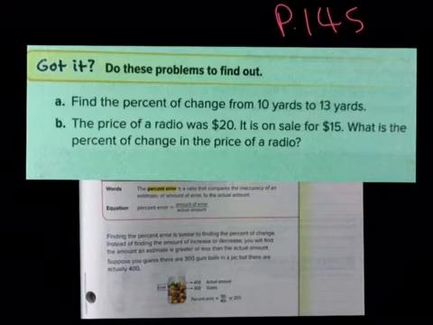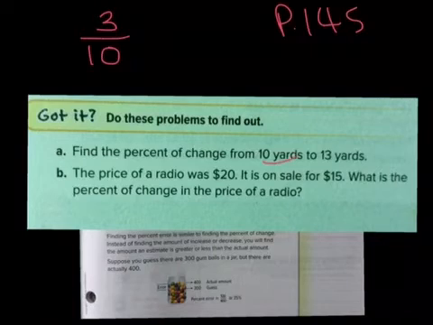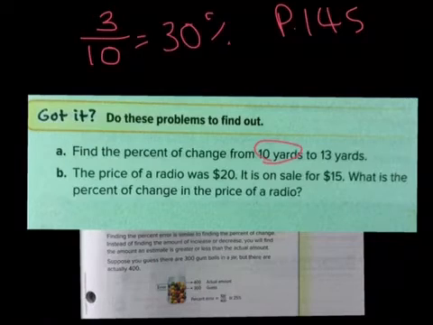Okay, let's try these. On page 145, we have A and B halfway down the page. Find the percent of change from 10 yards to 13 yards. Boys and girls, we see that it went up by 3 yards, right? 3 yards out of 10 original yards. You see that right there, right? Out of 10 original yards. Well, we know that this is 3/10, and 3/10 is 30%. Okay, this one was easy to do in our minds.